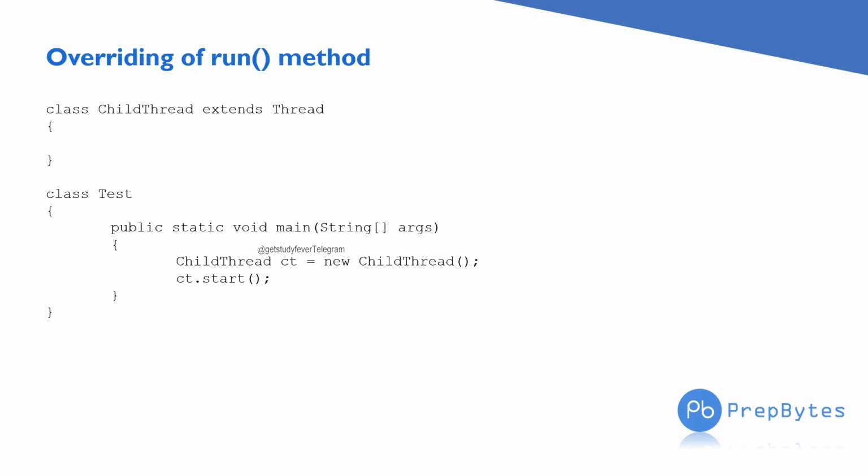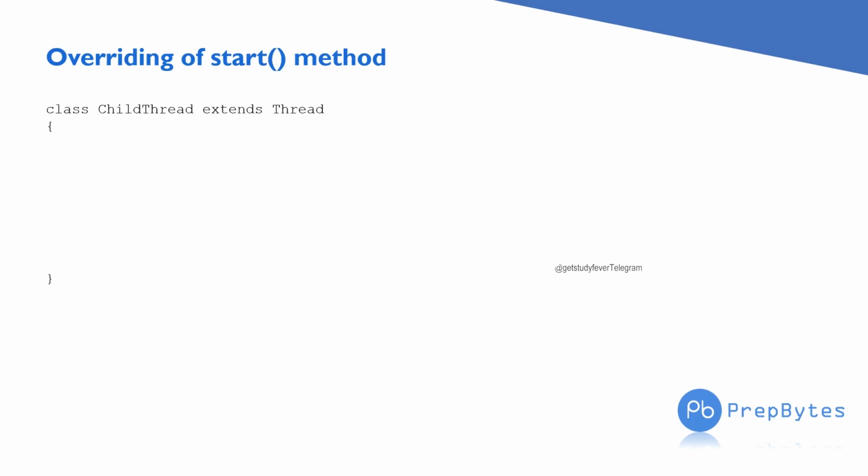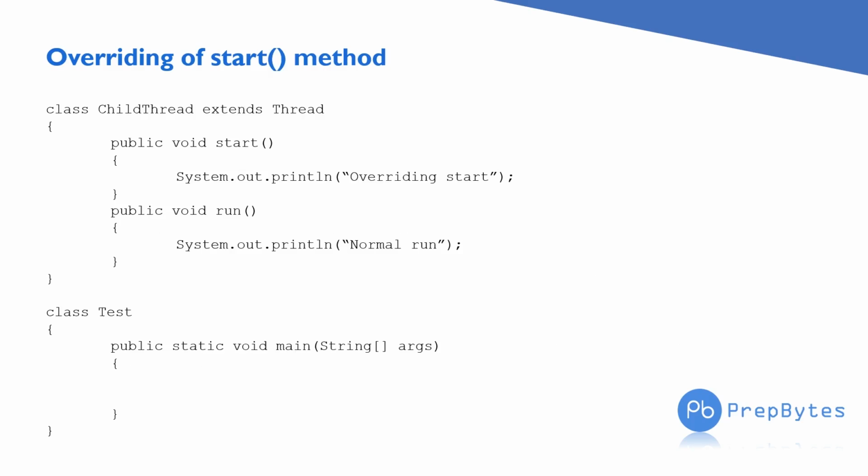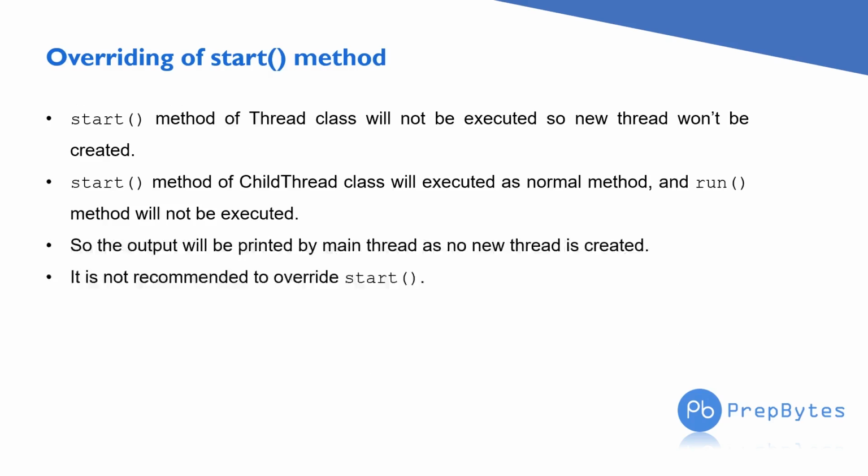So these are the answers. What is overriding of the run method? We have seen this. What is overriding of the start method? We have also seen this, and these are the important points in it. We have heard this in the previous 3 lectures as well.